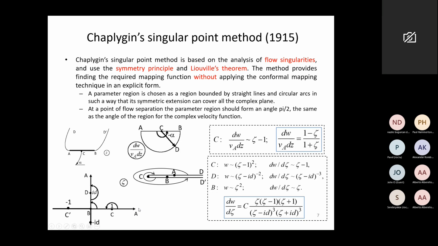Symmetrically with respect to the imaginary axis, which corresponds to the free surface, the free streamline, where the velocity magnitude is equal to 1, constant. Then, following the symmetry principle, we need to put at the symmetric point a zero of inverse order. So it means a pole of the same order, to provide this boundary condition on the free surface.